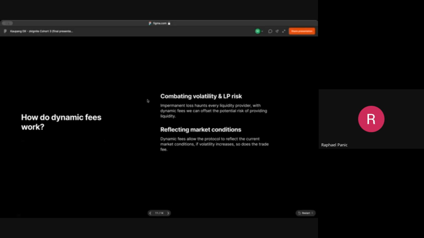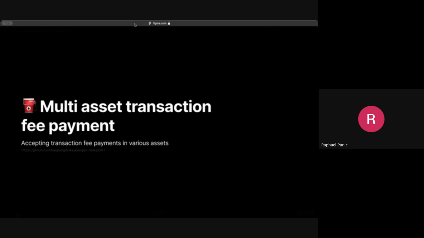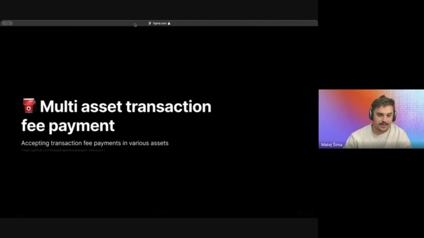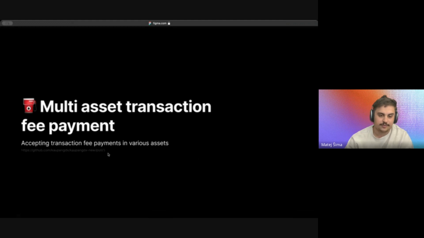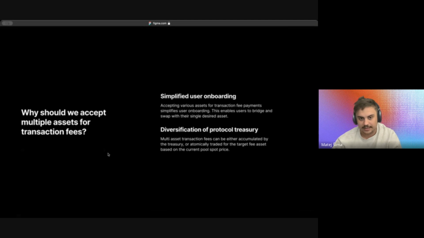I will give the mic back to Matej, who will talk about the multi-asset transaction fees. Thank you, Rafael. Yeah, so the last feature from the second half of Core 3 that we wanted to build was the support for multi-asset transaction fee payment. Again, the pull request was always visible at the bottom, so you can find that in our GitHub as proof of delivery. So let's talk about the feature in a little bit more detail.